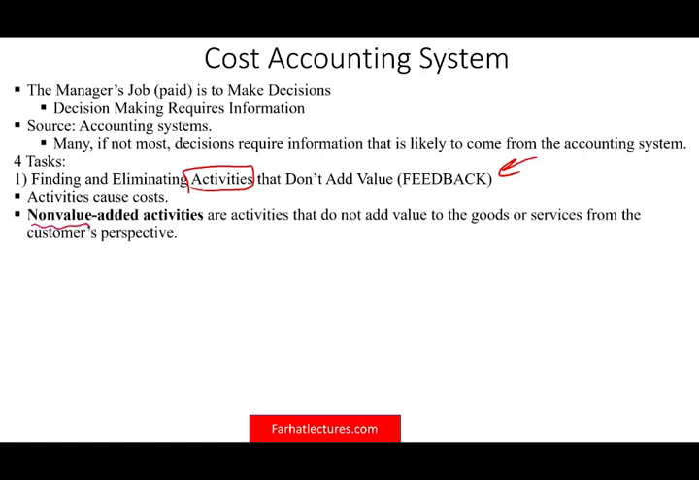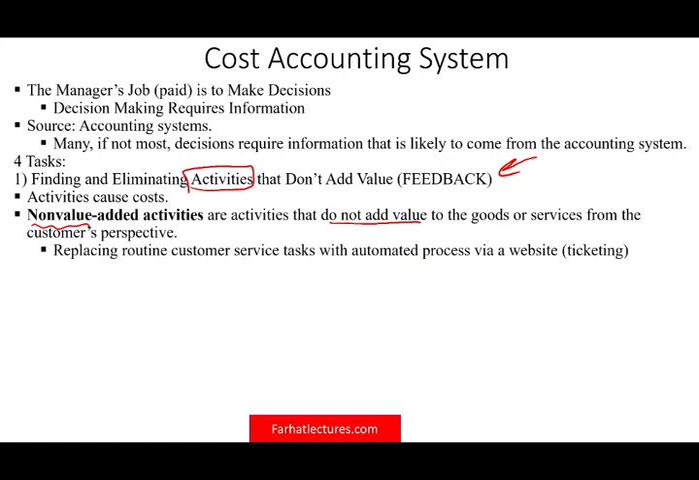So what is a non-value added activities? Those are activities that, guess what? They're non-added value. They do not add any value. They do not add any features or benefit of goods and services to the client. So what should we do with those? We should eliminate them. And we should look for those non-value added activities throughout the whole value chain.